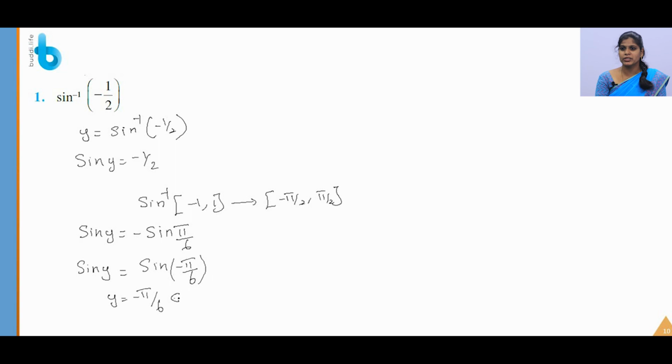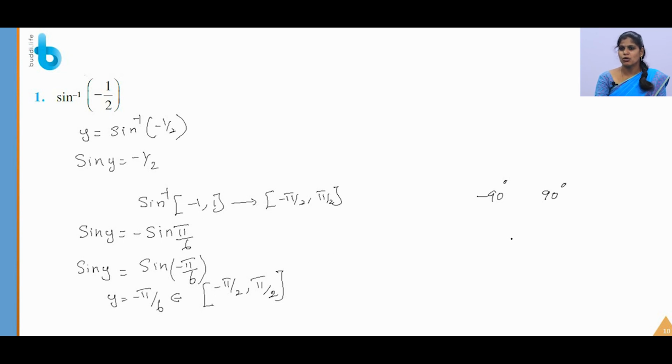And you have to check whether this lies in the principal range. What is the range? Minus pi by 2, pi by 2. Okay. So, minus pi by 6 definitely lies in this range. If you have any confusion, see what is minus pi by 2? Minus 90 degree. Plus pi by 2 is plus 90 degree.